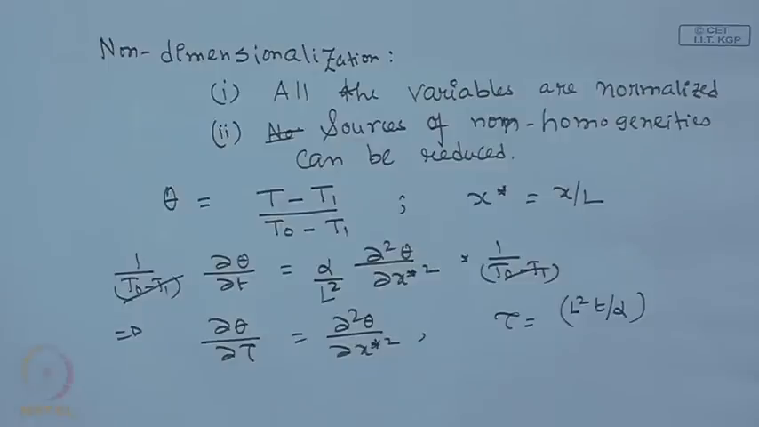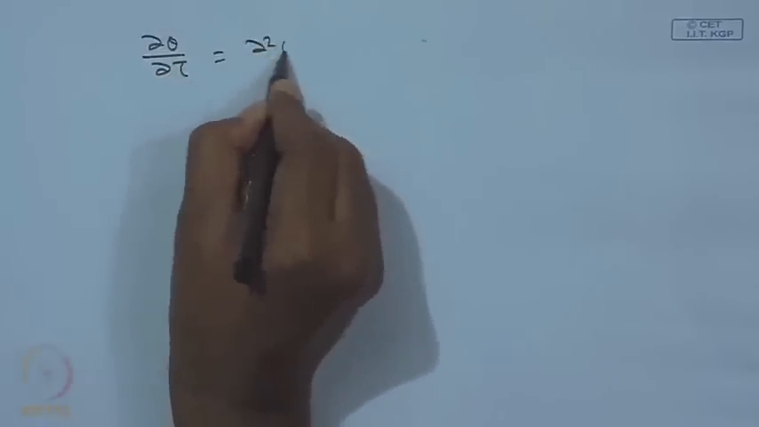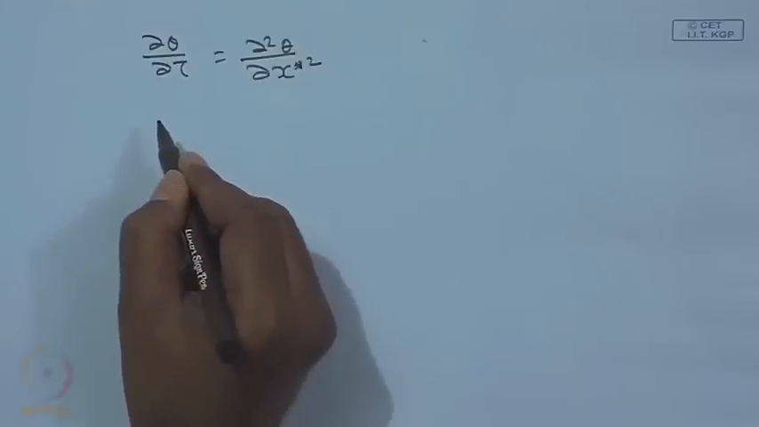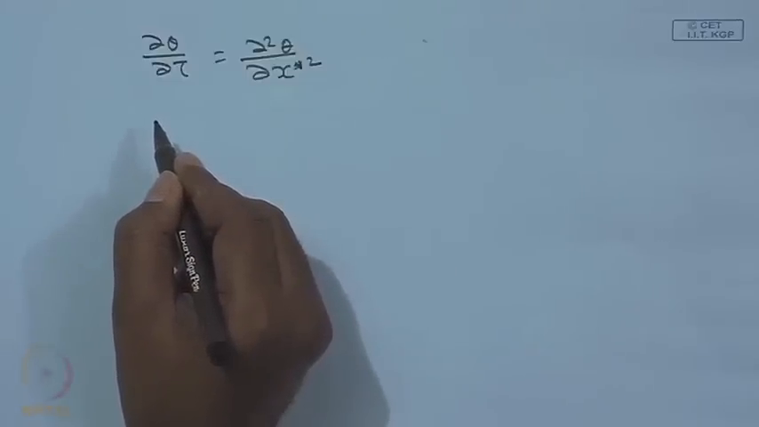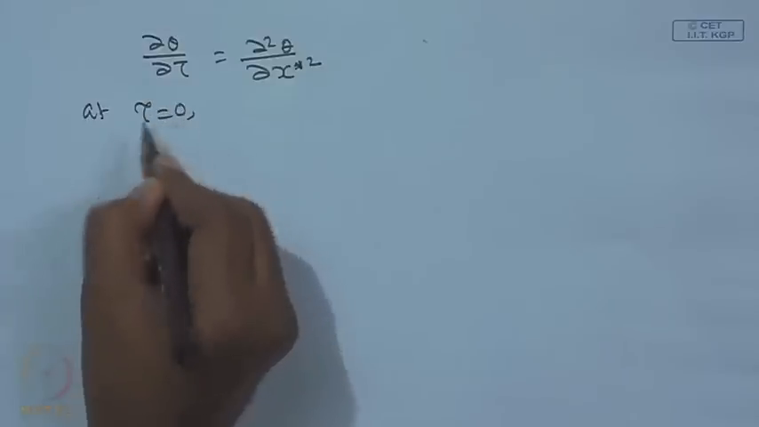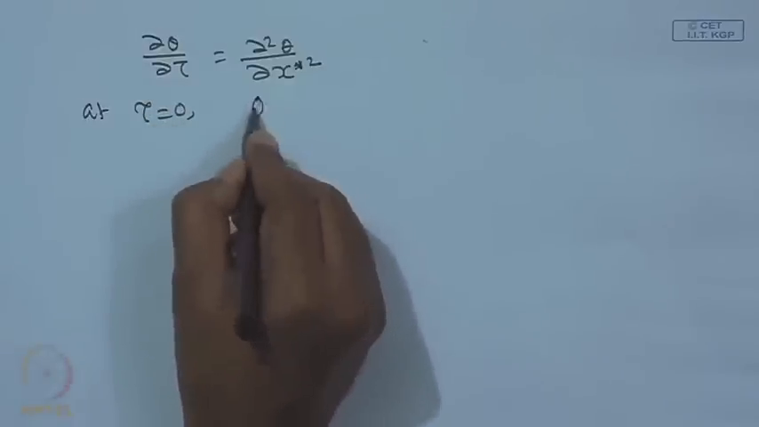Now, let us use the boundary conditions and make the boundary conditions non-dimensional. So, we just write the equation del theta del tau is equal to del square theta del x star square. The non-dimensional temperature at T is equal to 0, that means at tau is equal to 0, your temperature T was equal to T naught. So, theta was equal to 1.